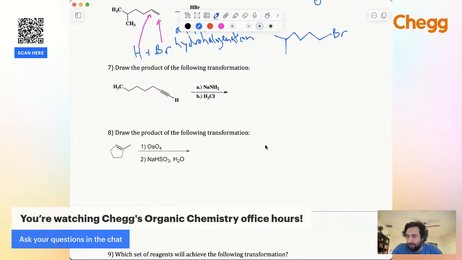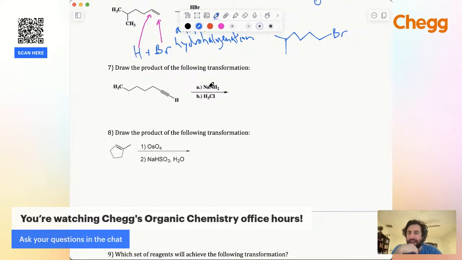So number 7, again, draw the product of the following transformation. So let's look at an alkyne. This actually is not an addition reaction, but when we're looking at alkene and alkyne substrates, sometimes we're going to throw in some other reaction types. So what is going to happen here?